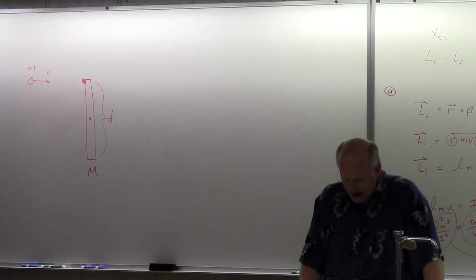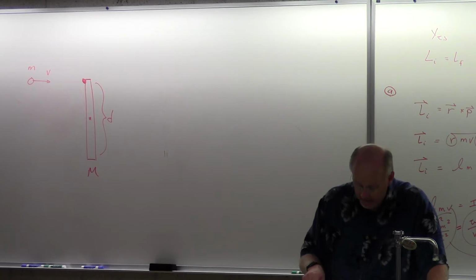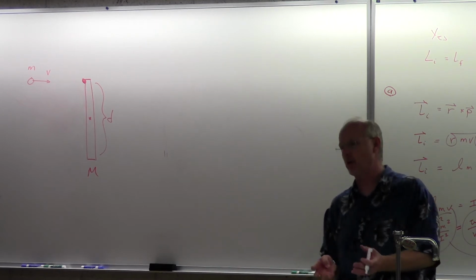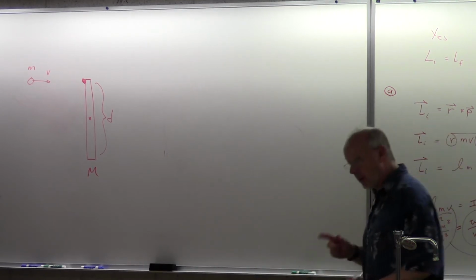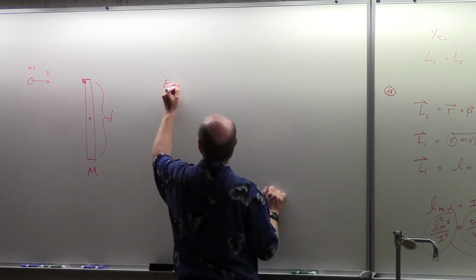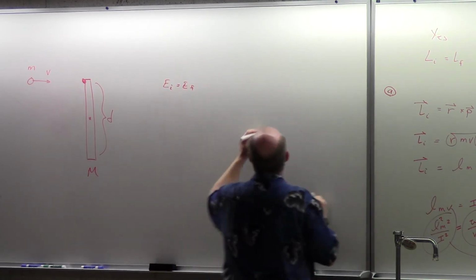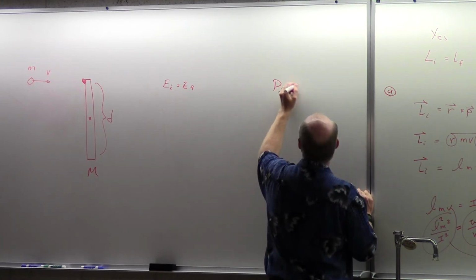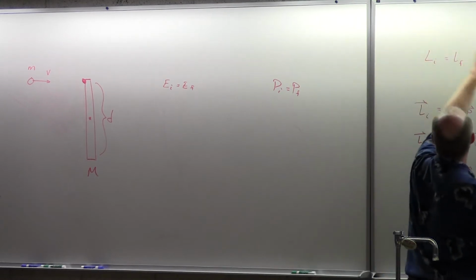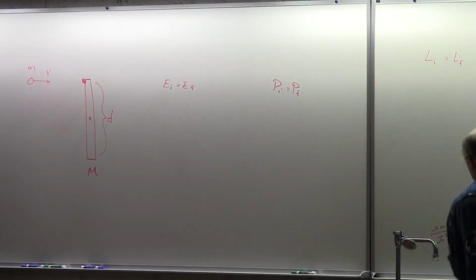Okay, A. Find the angular speed of this system right after the collision, and then B, determine the fractional loss of energy during the collision. So we're back to that same question, the fractional loss of energy. But with A, before we even ask A, let's ask this. Is energy conserved? Is linear momentum conserved? Is angular momentum conserved? So let's start with the energy.